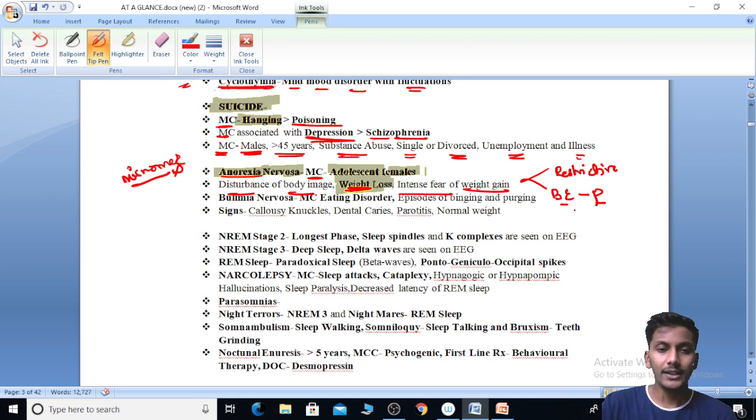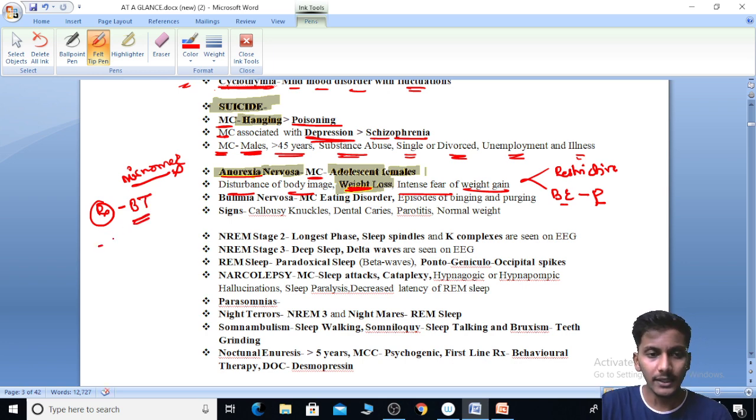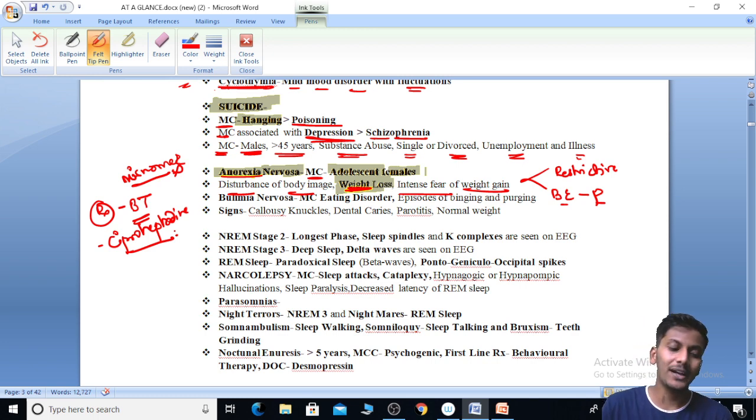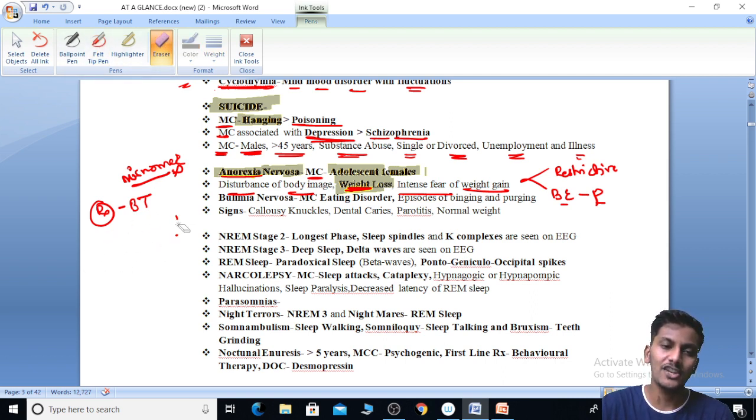So what would be the treatment? Please remember, in cases of anorexia nervosa, the first line management would be behavioral therapy or psychotherapy. Okay, the first line treatment would be what? Behavioral therapy, remember that, okay? And there can also be a drug known as cyproheptadine, which can be given. Cyproheptadine, which was also given in cases of serotonin syndrome, the same drug. This cyproheptadine would also induce appetite, but usually there is no issue in cases of appetite. Therefore, cyproheptadine is not preferred as a first line agent, remember that. Usually behavioral therapies are the first line preference given in the treatment, right?